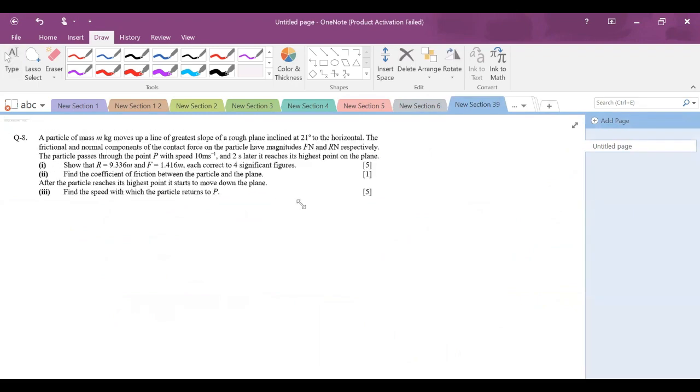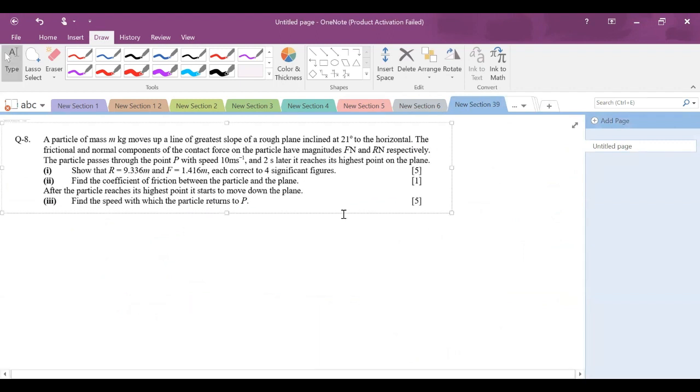Here's question number 8. A particle of mass m kg moves up a line of greatest slope of a rough plane. Okay, now we have friction in the question because the plane is rough. Inclined at 21 degrees to the horizontal. Let me draw this in the figure.